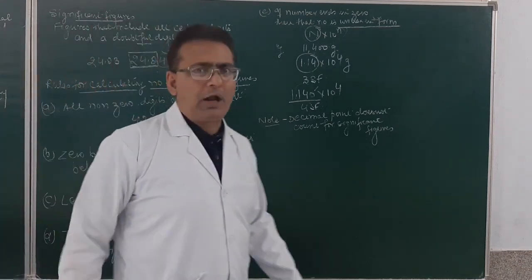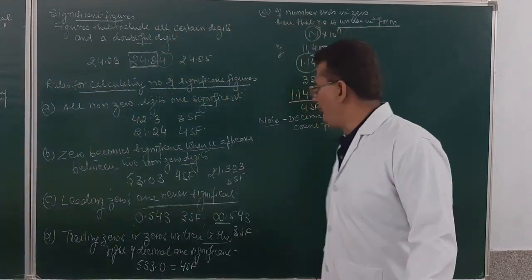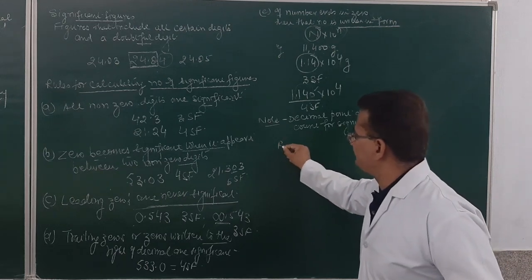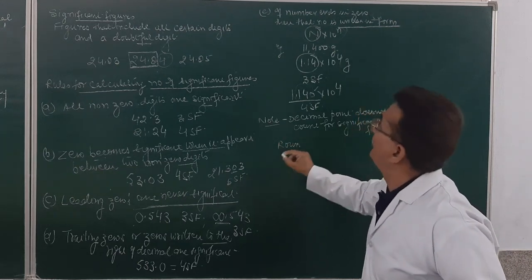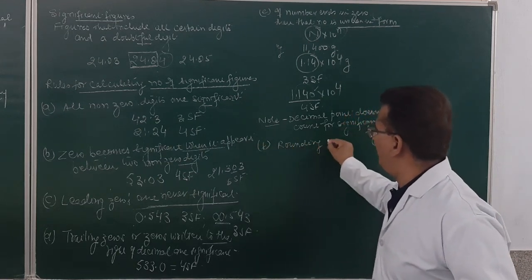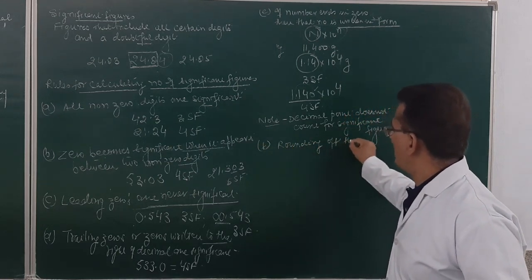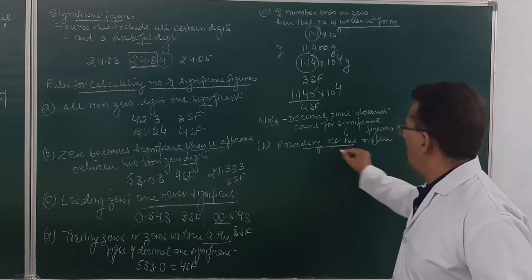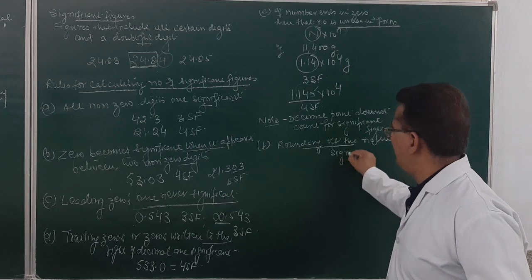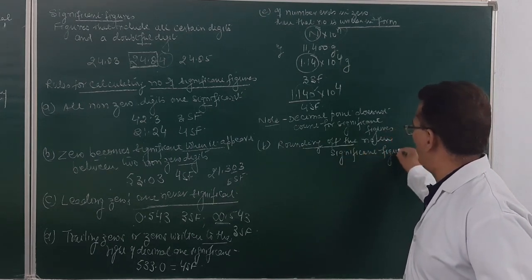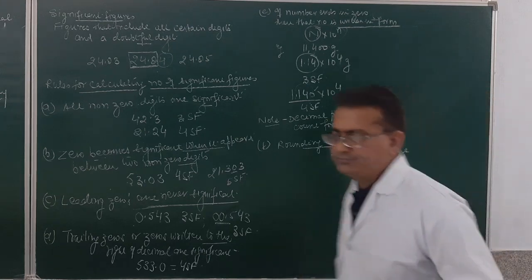Now, rounding of the significant figures. How do we round off? Rounding off the number. Rounding off will be the next rule. Rounding off the number in significant figures. How do we round off the number in significant figures?